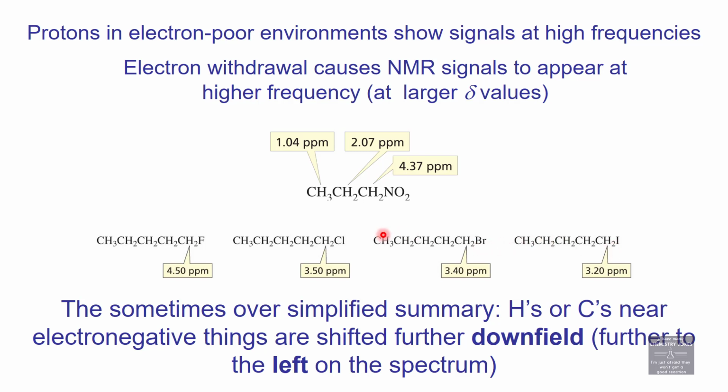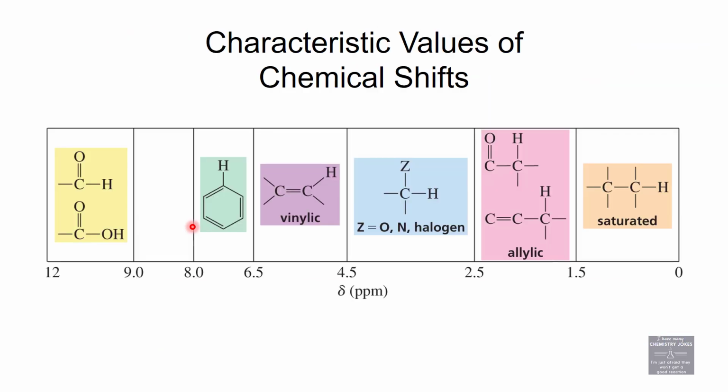Same thing with a halogen next door. The more electronegative the halogen is, the further the shift value of the neighboring H's. 4.5 versus 3.5 versus 3.4 versus 3.2. Yeah, fluorine is super electronegative, so it has a dramatic impact on the neighboring hydrogens. Yeah? Okay. Here's a picture similar to the one I showed you for carbons, but this is proton stuff.